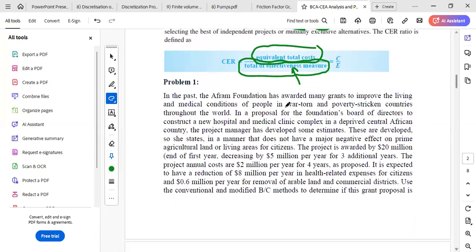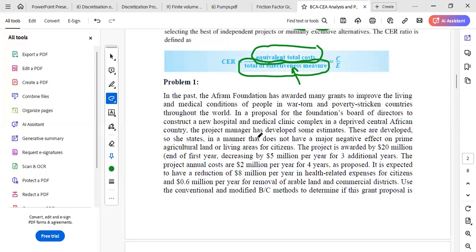In the past, the Afram Foundation has awarded many grants in order to improve the living and medical conditions of people in war-torn and poverty-stricken countries throughout the world. In a proposal for the Foundation's Board of Directors to construct a new hospital and medical clinic complex in a deprived Central African country, the project manager has developed some estimates. So here, this is a project implemented by the public sector in order to benefit society, and we want to judge if it's economically viable or not.